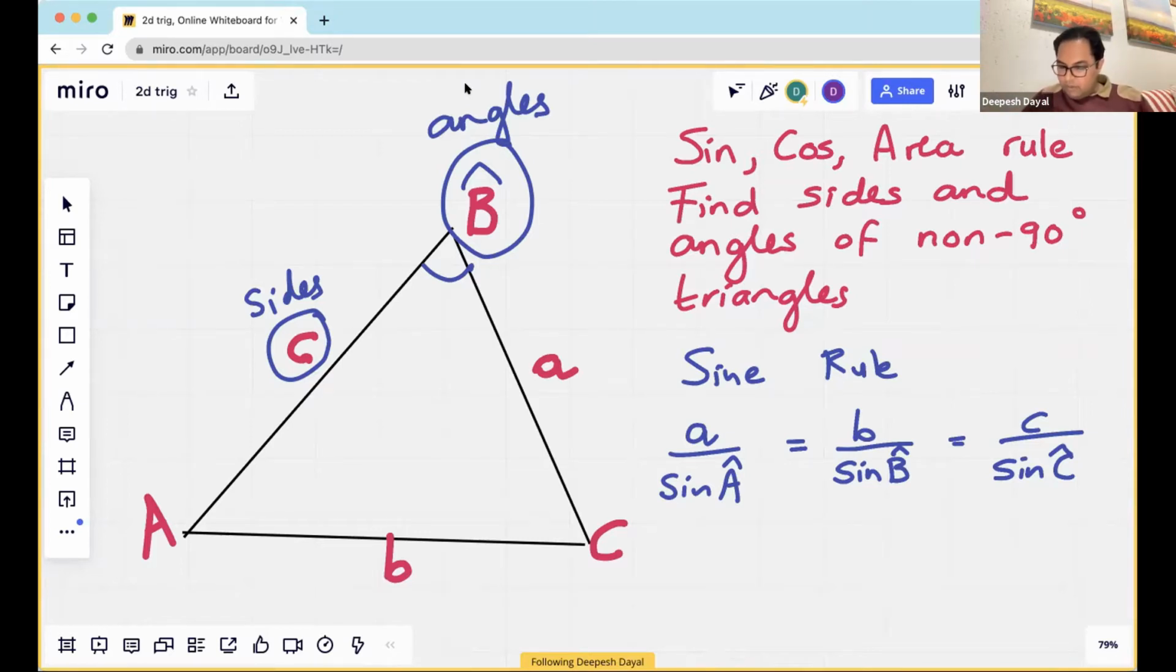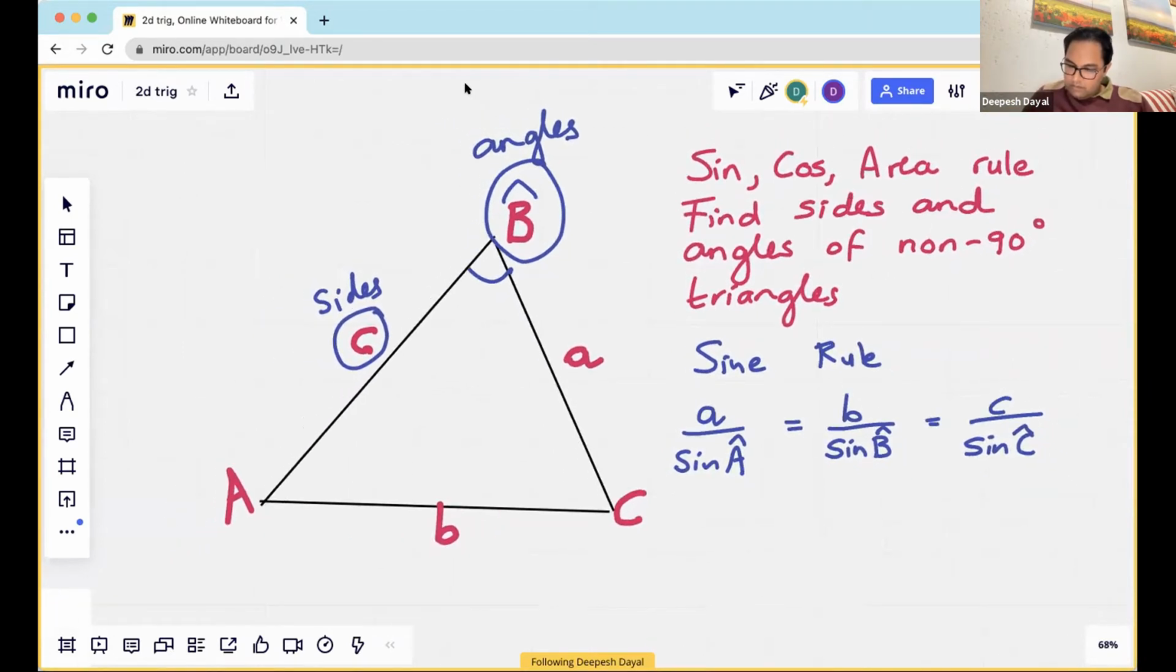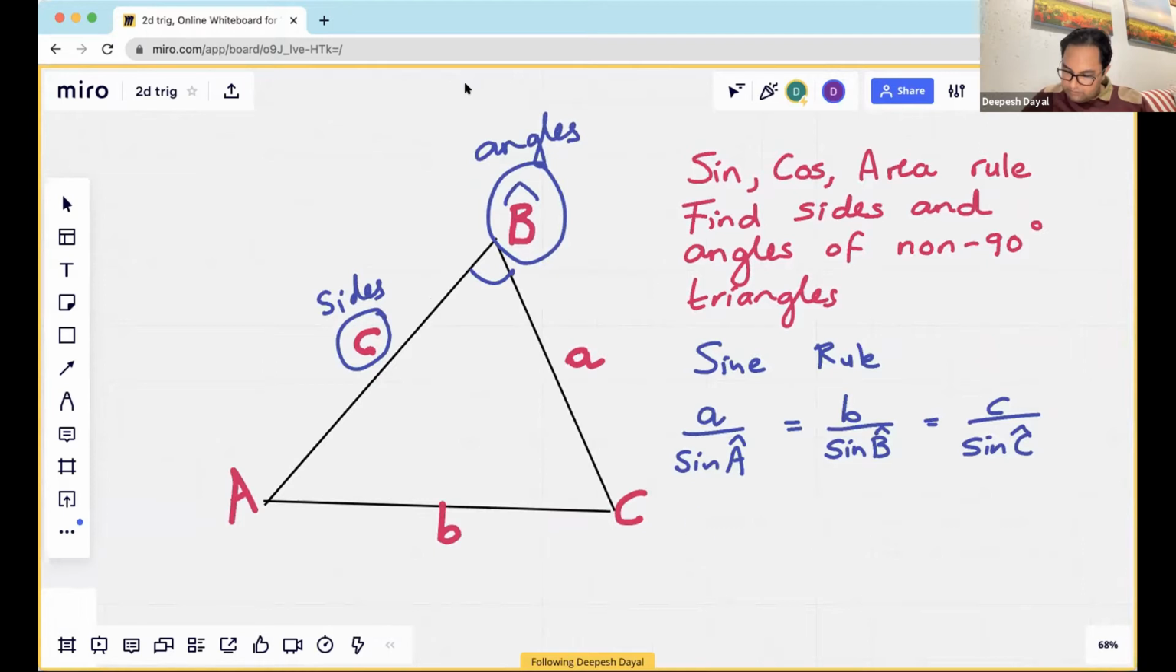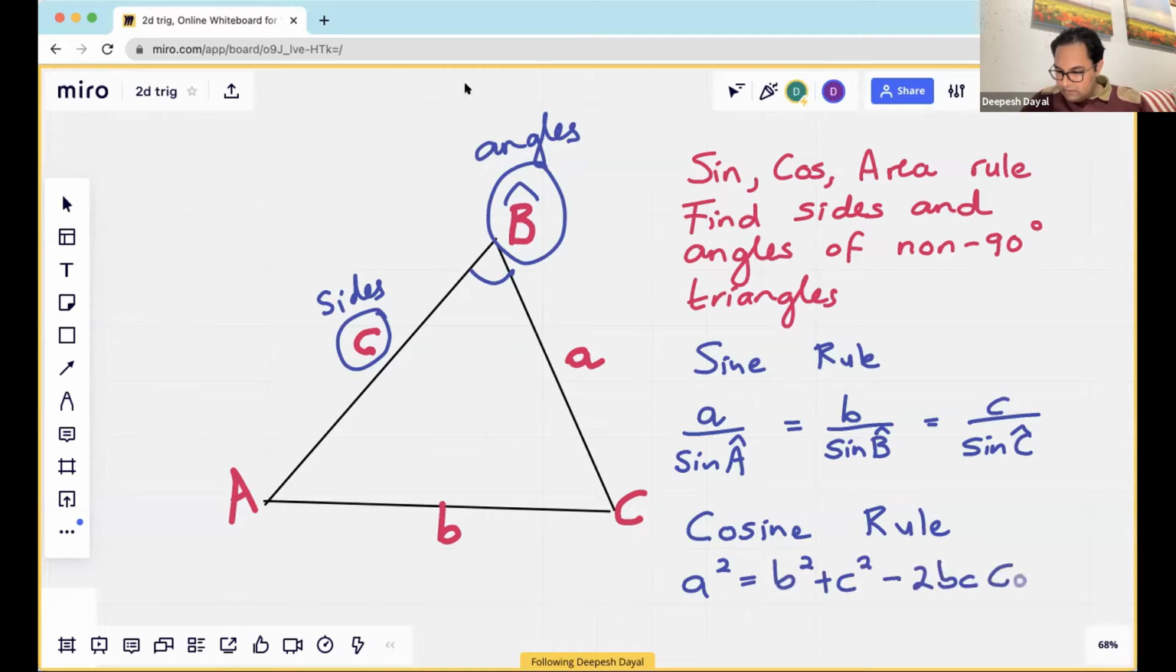And then we get the cos rule, the cosine rule. This one is a squared equals b squared plus c squared minus 2bc cos angle A.